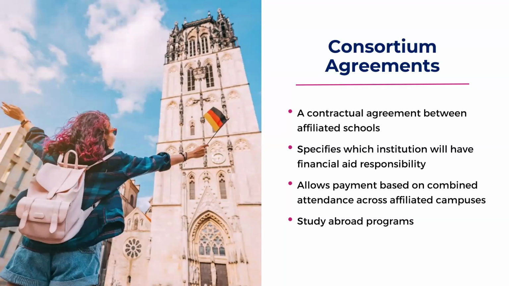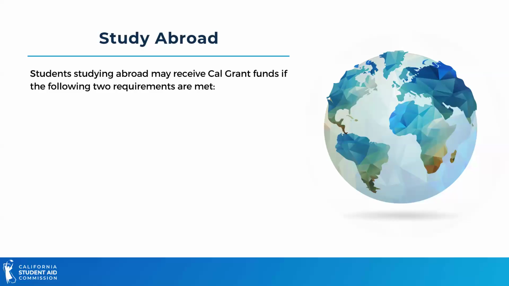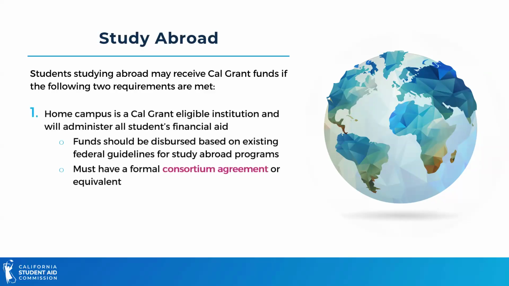All right, moving on to studying abroad, which Tina recognized as Germany. Great job, Tina. So let's say we had a student studying abroad in Germany. Students can actually receive Cal Grant funds if they are taking classes abroad, as long as the following 2 requirements are met. So first, the home campus should be the Cal Grant participating institution. That school should administer all of the student's financial aid. They should disburse Cal Grant funds based on their existing FSA guidelines for education abroad or for travel study programs.